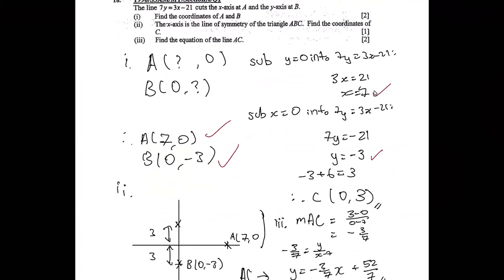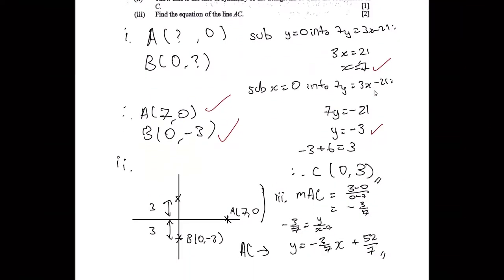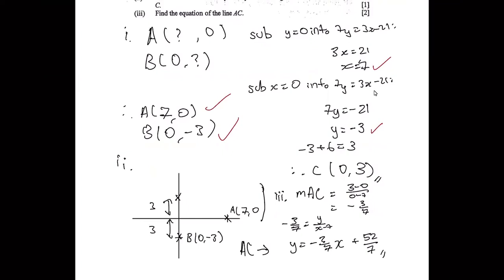The x-axis is the line of symmetry of the triangle ABC. You have A is 7, 0, B is 0, -3. Correct. So if it's a line of symmetry, should be distance 3, top and bottom. So the coordinates of the C must be +6. So 0, 3. Right? This is fine.